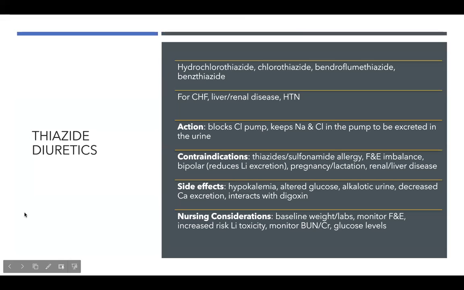All right, so now we have thiazide diuretics. A couple of examples, chlorothiazide. This one's for chronic heart failure, liver, renal disease, hypertension. It's going to block that chloride pump and it's going to keep the sodium and chloride to be excreted in the urine.